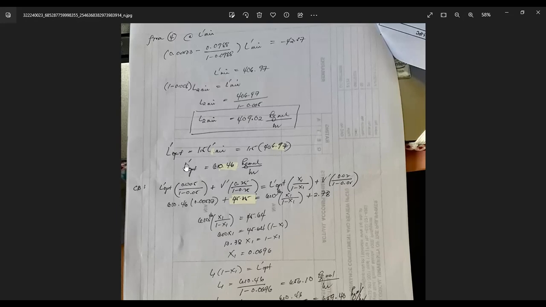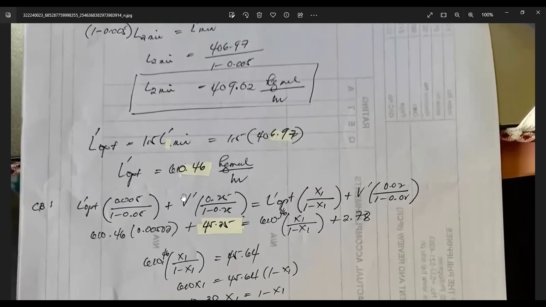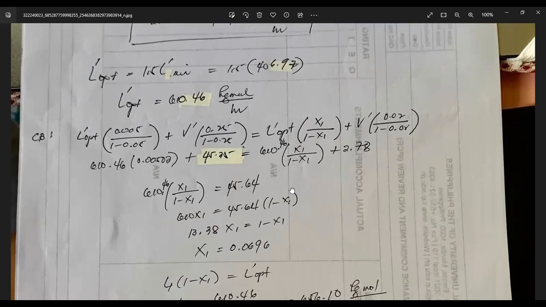So in this case, your L prime optimum is 610.46. Now, this particular value of 610.46 should be placed in here for you to know what should be the X1 there. Because remember, the X1 maximum is for the L prime minimum. So you need to know what would be the resulting X1, the mole fraction of the solvent that leaves your absorption tower, if you're using a solvent that is optimized, or 50% more of the required minimum.